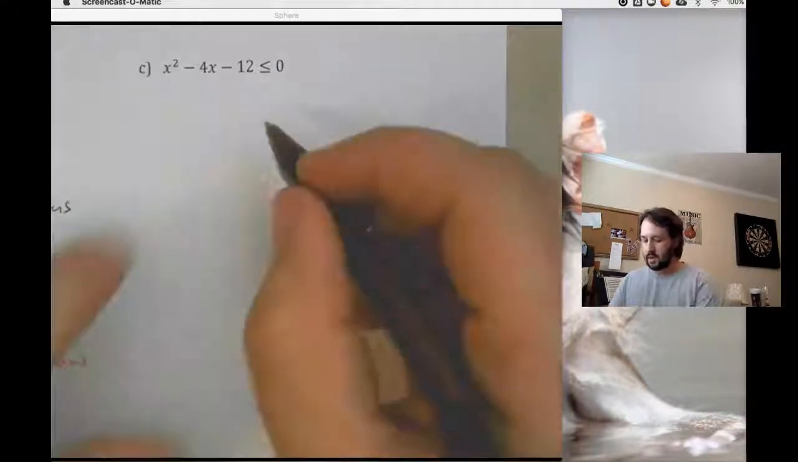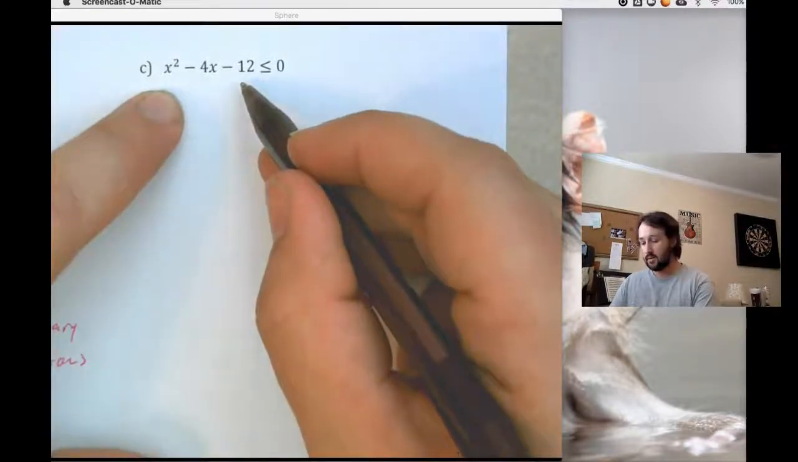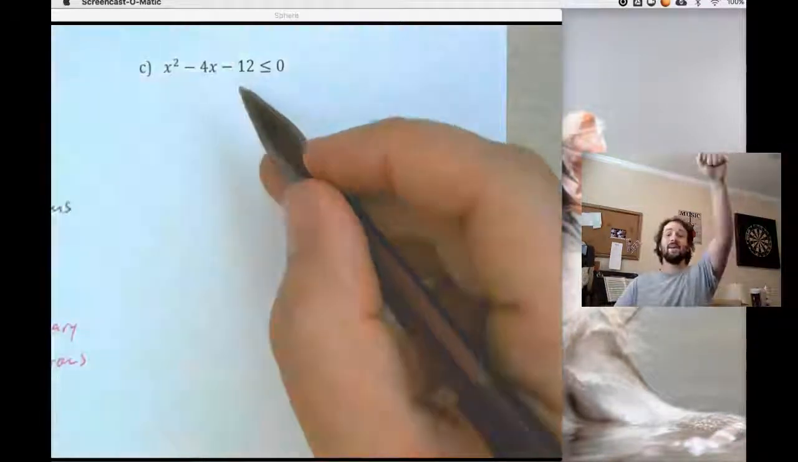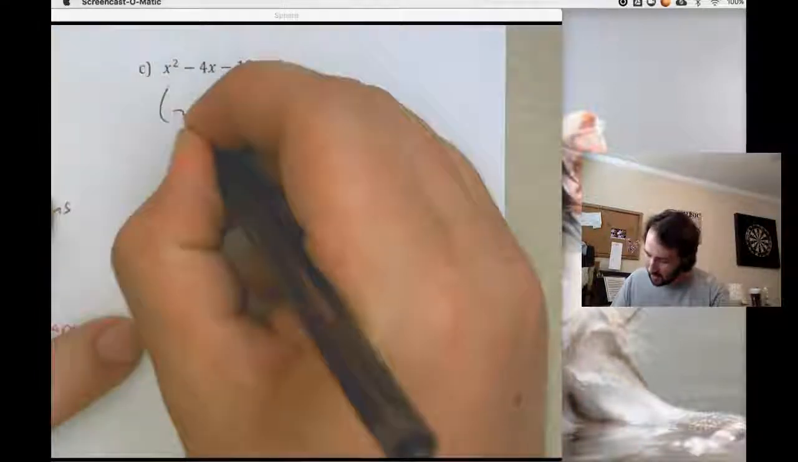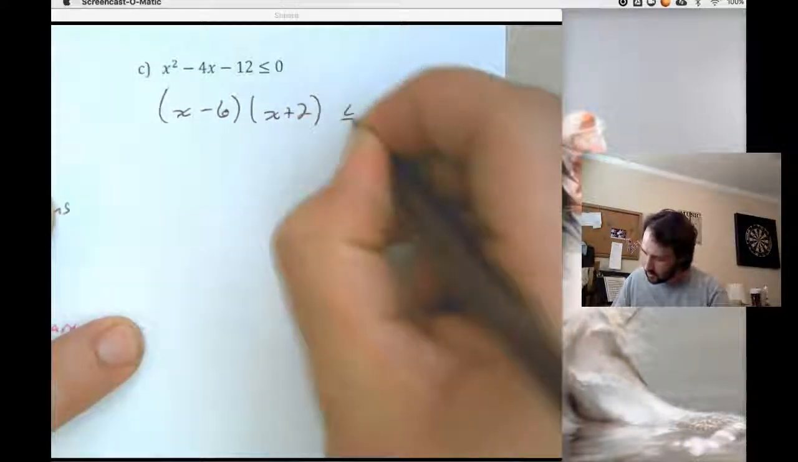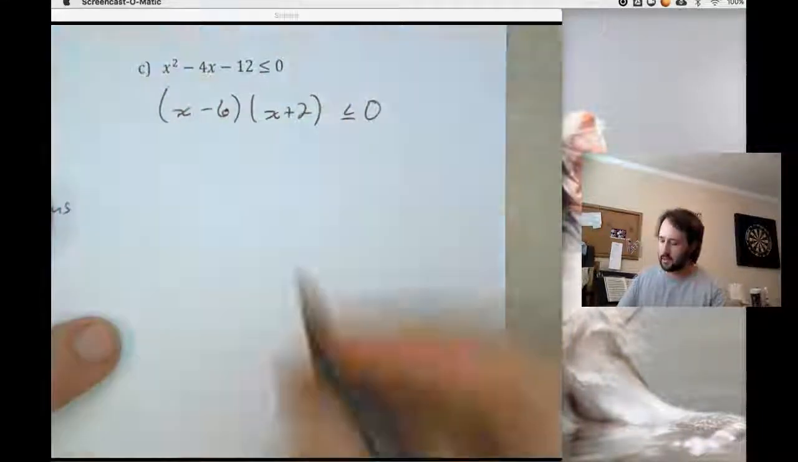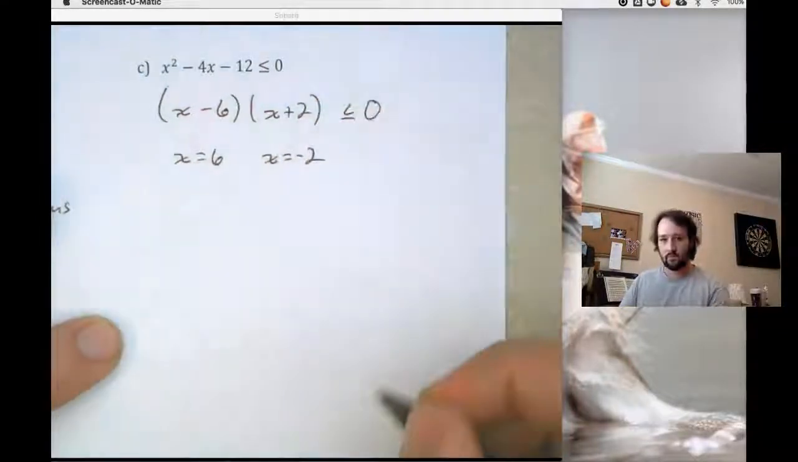All right, so here, again, our thing is factor it if we can. So I think about 12, I have 2 and 6. Yeah, I can factor it. Oh, thank goodness. So if I do x minus 6 and x plus 2 less than or equal to 0, right, then I can tell my solutions are 6 and negative 2.